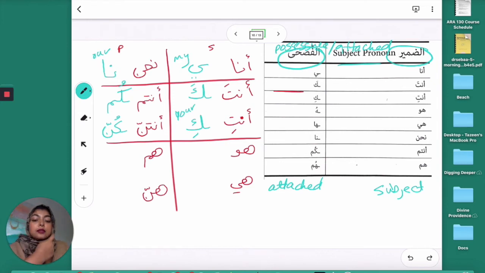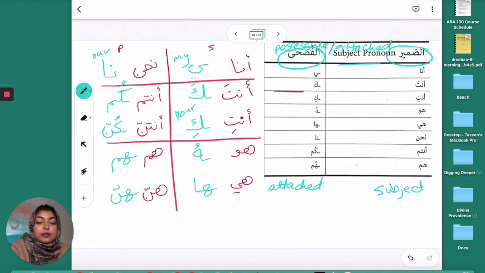Okay. Huwa, if it's his dad, waliduhu. Hers, waliduha. Hum, their dad, waliduhum. And hunna is also very easy, waliduhunna. So these last four are very easy because really they look very similar to, especially hum and hunna are exactly the same. You're just attaching the same pronoun to the end of the word.